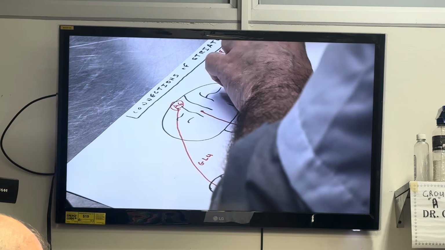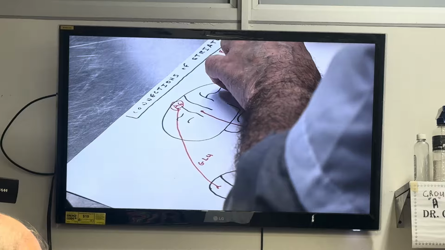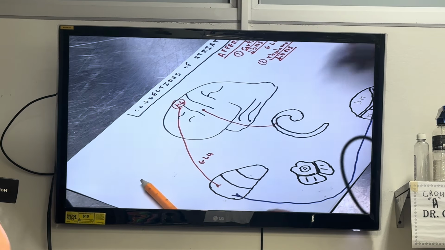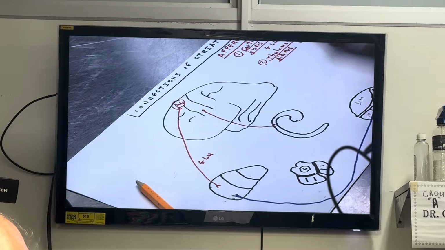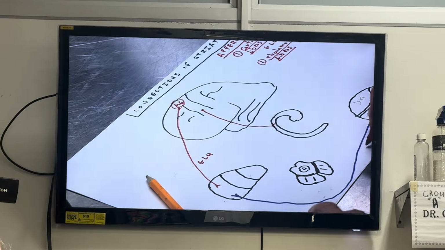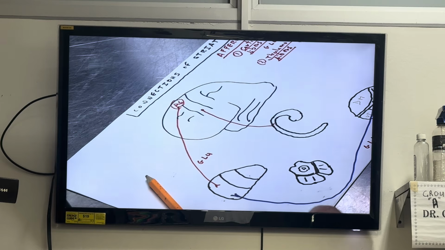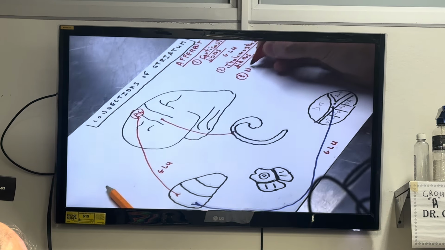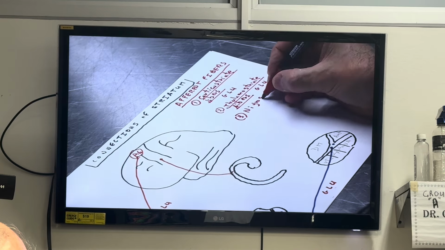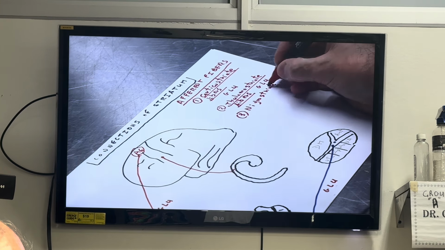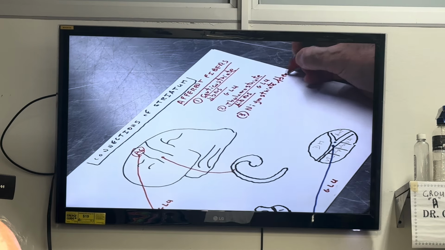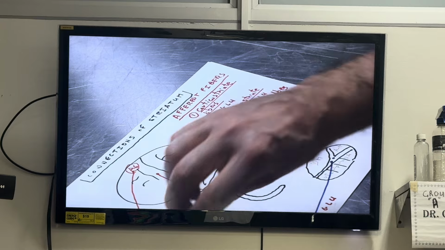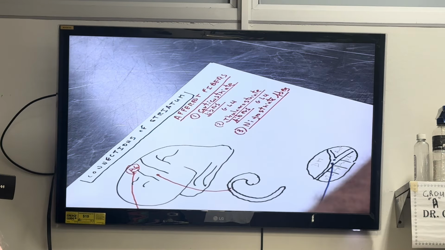Fibers. And what will be the neurotransmitter? Glutamate. Okay. Fine. So this one is also glutamate. Okay. The third one would be nigrostriate fibers. Okay. So nigrostriate. And what will be the neurotransmitter of the nigrostriate?